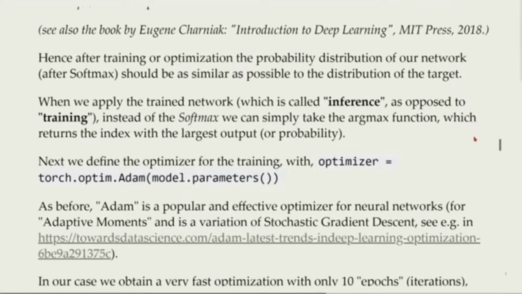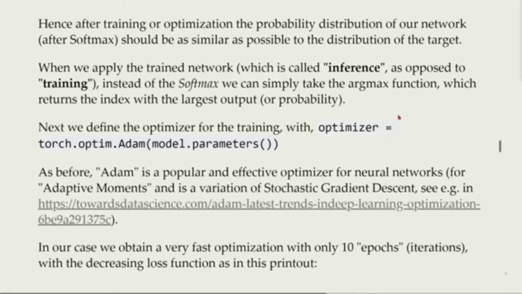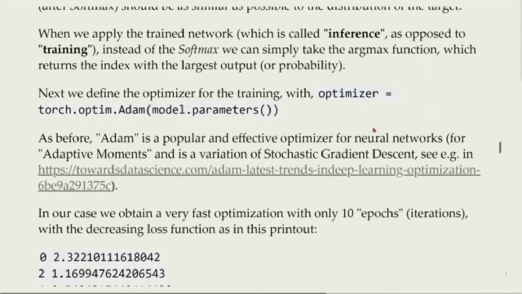When we apply the trained network, which is called inference as opposed to training, instead of the softmax, we can simply take the argmax function, which returns the index with the largest output, or with the largest probability. So next, we will define the optimizer for the training, and in this case, we are going to use the ADAM. As before, ADAM is a popular and effective optimizer for neural networks, for adaptive moments, and it's a variation of stochastic gradient descent, and you can see more about the ADAM optimizer in this link here.